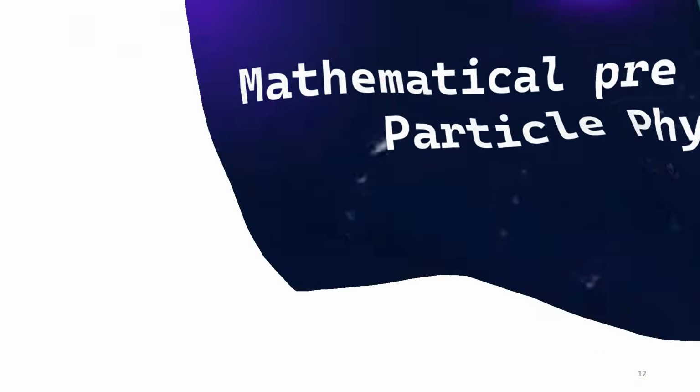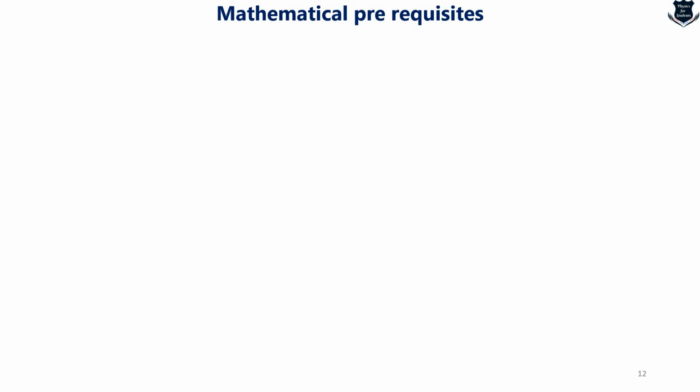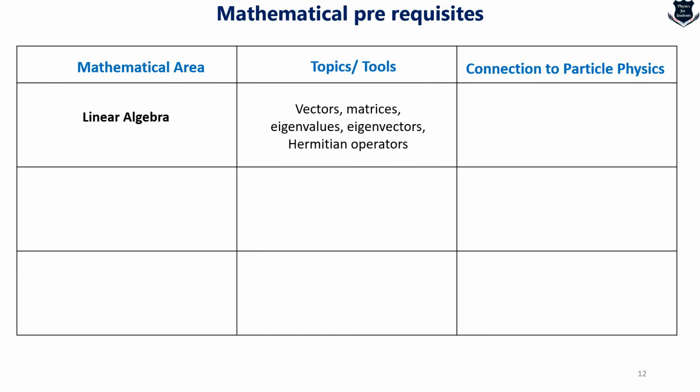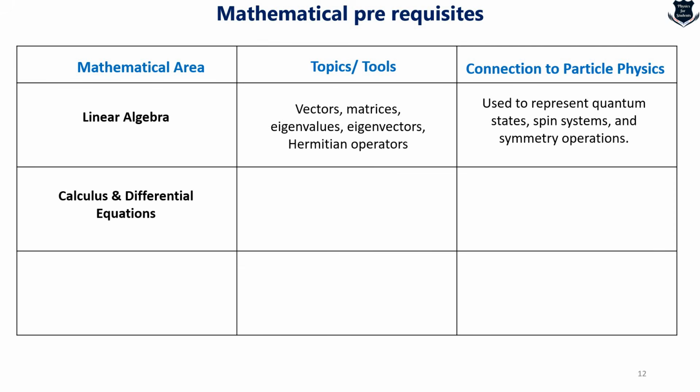Now, if I talk of the mathematics, I would take it in a tabular structure, where I would talk about the mathematical area, what the topics and tools required are, and how they connect to particle physics. First, obviously, comes linear algebra. It deals with vectors, matrices, eigenvalues, and Hermitian operators. They definitely represent, in particle physics, quantum states, spin systems, and symmetry operations.